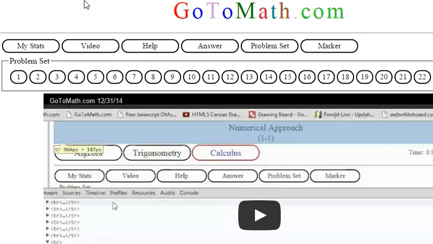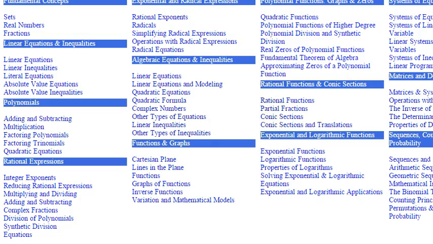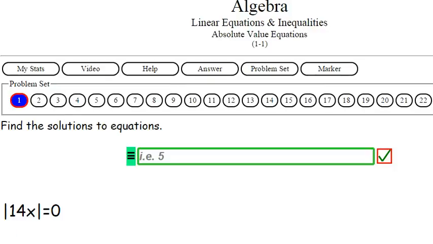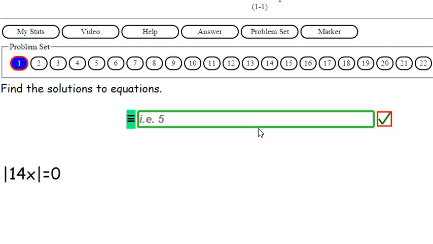Okay, we're over here at gotomath.com. Click on the algebra, which you can't see. Working on a new section here, absolute value equations. And of course, I don't have any problems in there. Get that fixed. Okay, so what do we got going on here?